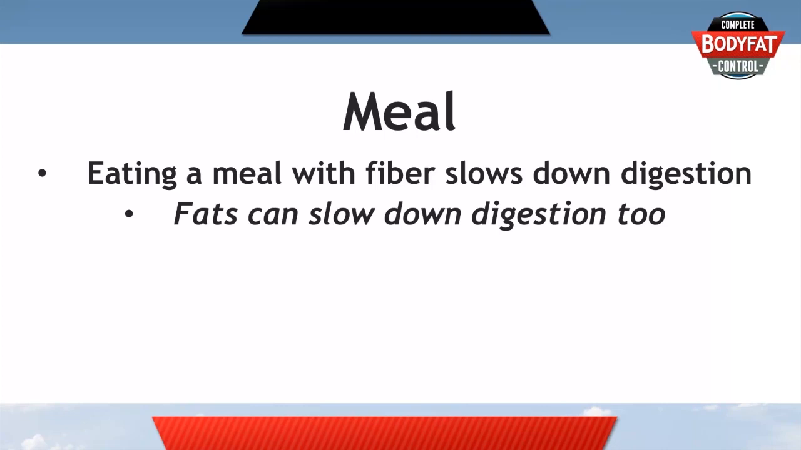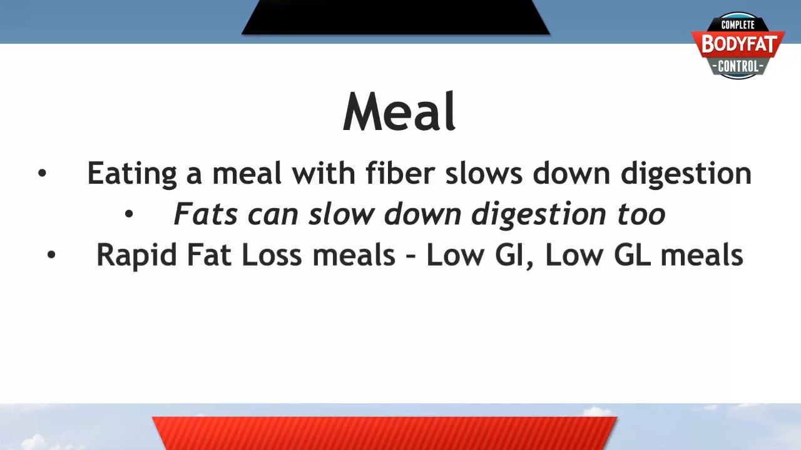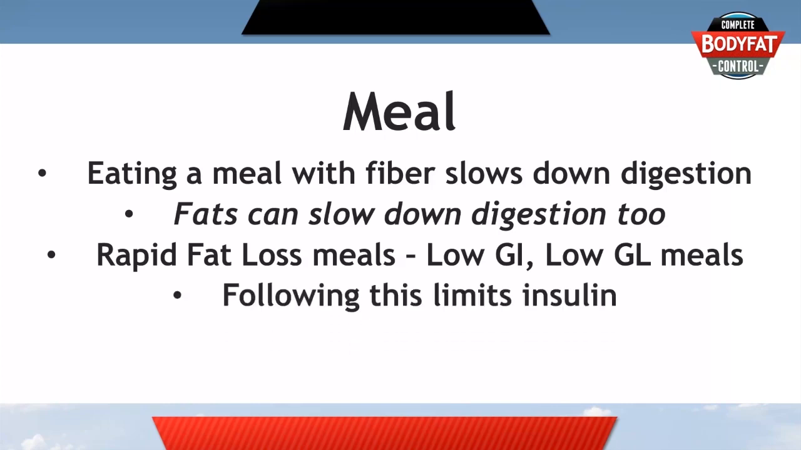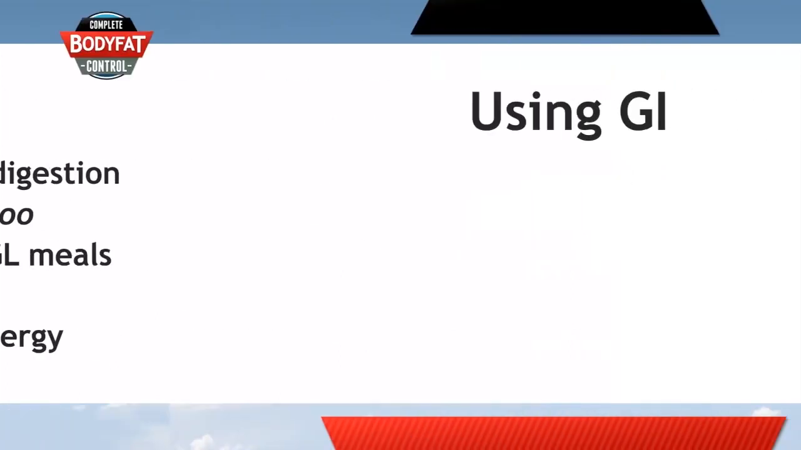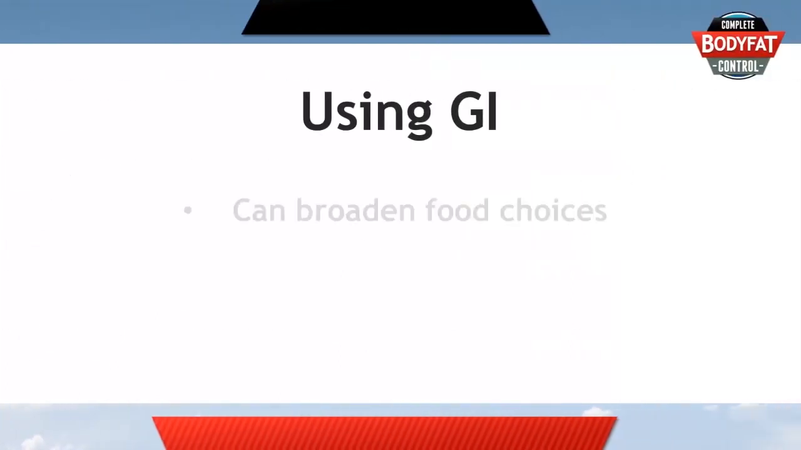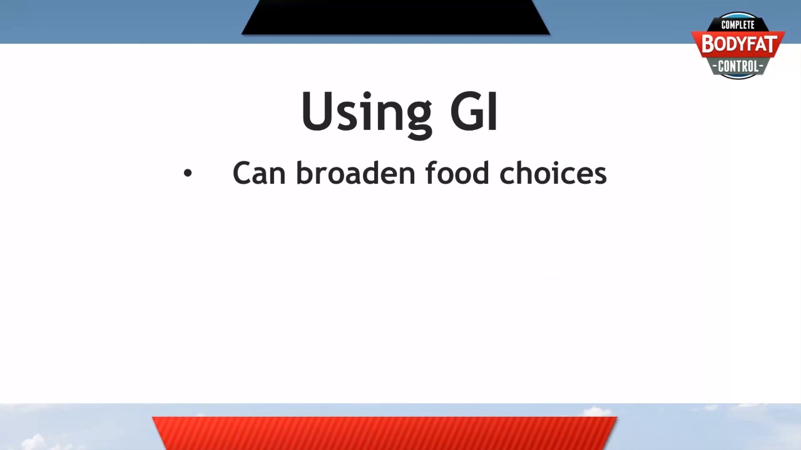And in actual fact, with the rapid fat loss meals that you've been eating, what you've actually been eating are incredibly low GI and really quite low GL meals. And by doing that on a consistent basis, you minimize the insulin that's going around your body, and that means that you can burn your own body fat for energy. So that really is part of what's working to help you lose fat with the rapid fat loss meals. Now, we can use this information to think about how we might broaden our food choices a little bit, but still keep some of that fat loss rolling in.